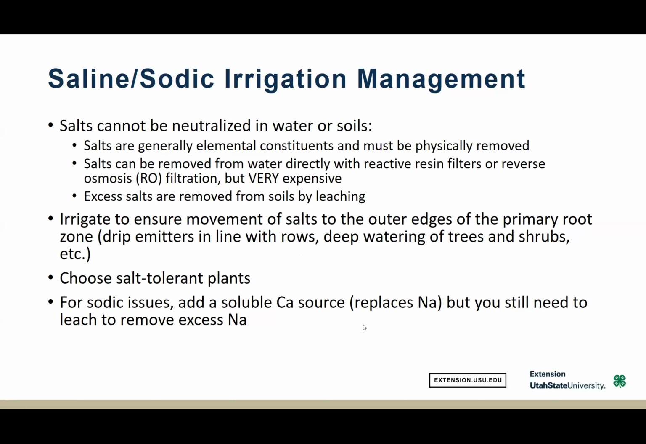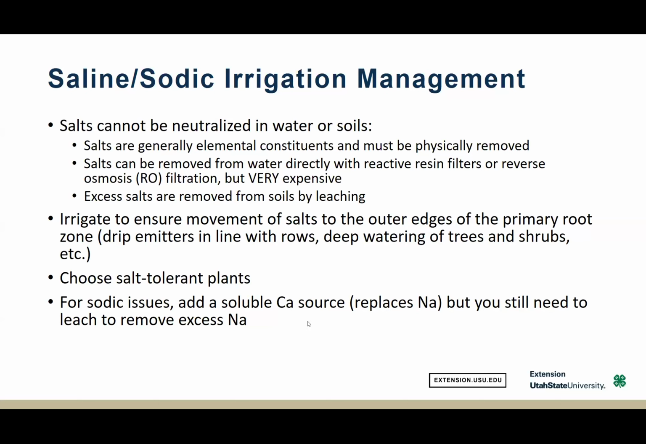And I'm sure you've heard at one point or another that gypsum, for instance, is a great soil conditioning amendment. That is true if you have a sodium imbalance or a sodic issue where you need to replace sodium in the mix with a calcium source. But in order to accomplish a reclamation of that sodic issue, you still need to leach and remove the excess sodium and excess salt added with the gypsum addition. So be mindful of that.